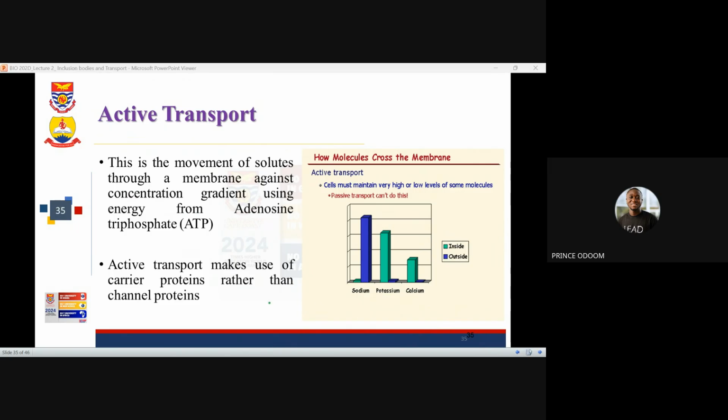So that is active transport. You are moving the molecules against the concentration gradient. When we say against the concentration gradient, it means you are moving them from a lower concentration toward a higher concentration, instead of moving from a higher concentration toward a lower concentration. When it happens like that, you need energy, you need force, and that energy comes from ATP. With passive transport, you don't need any energy, but with active transport, you need energy.